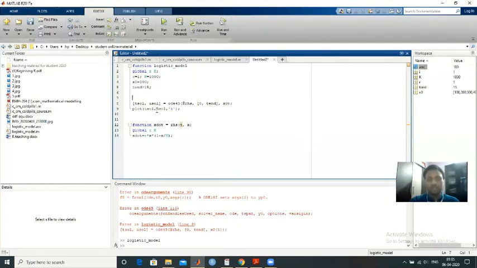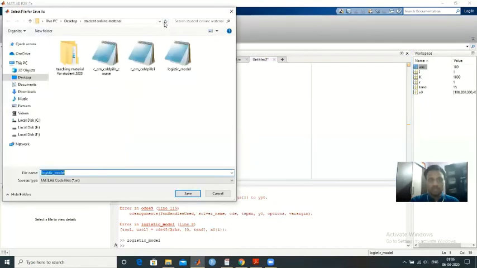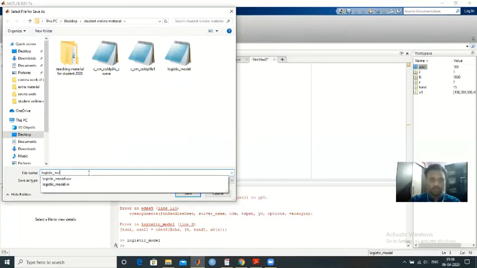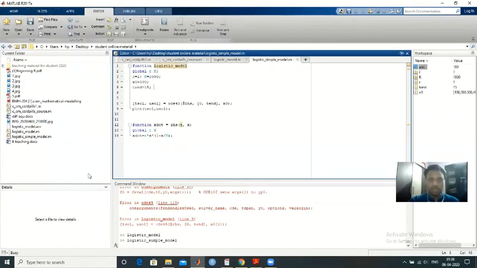This is the command for plotting, and k is for the color here, so black color will be used. If you remove it, it doesn't matter because by default it gives k. Before running this program, I have to save it. So I write this as logistic simple model. You can give any name here, save and run it.